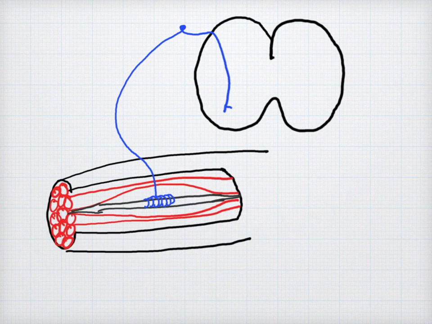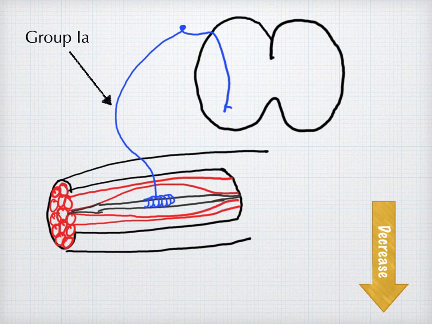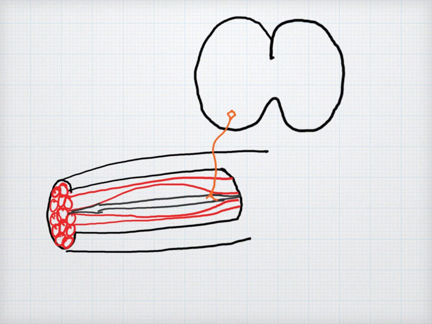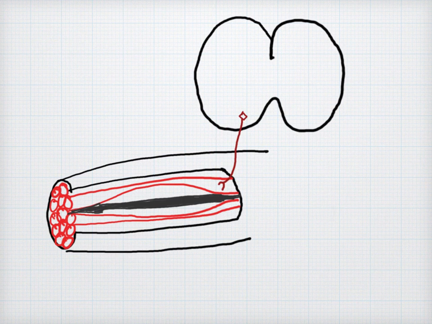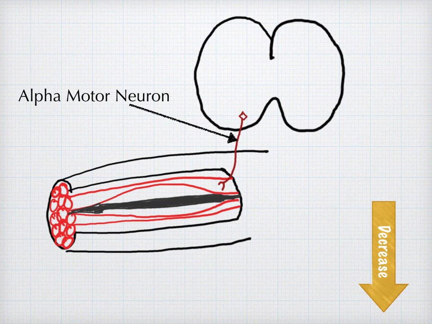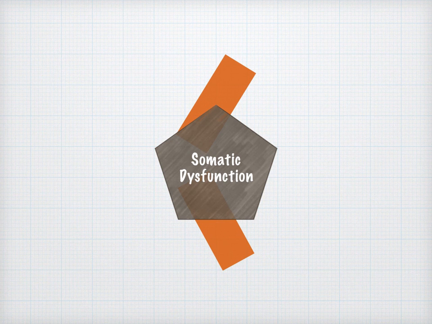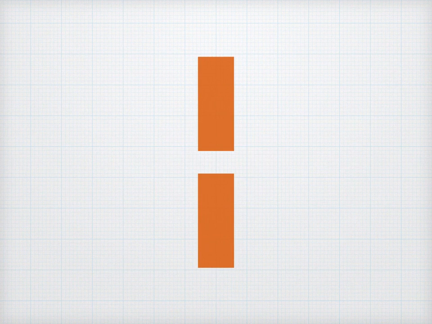This positioning is proposed to decrease the afferent intrafusal muscle fiber tone to the spinal cord via 1A fibers. This results in a decrease in gamma motor neuron tone to the same intrafusal muscle fibers, as well as a decrease in alpha motor neuron tone to the corresponding extrafusal muscle fibers. As a result, hypertonicity of the muscle mass is reduced and the somatic dysfunction is resolved.